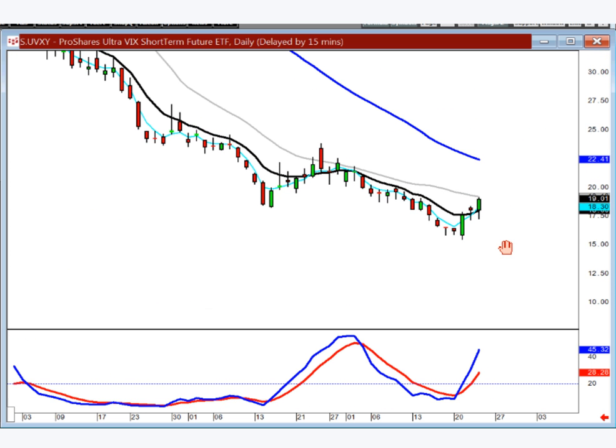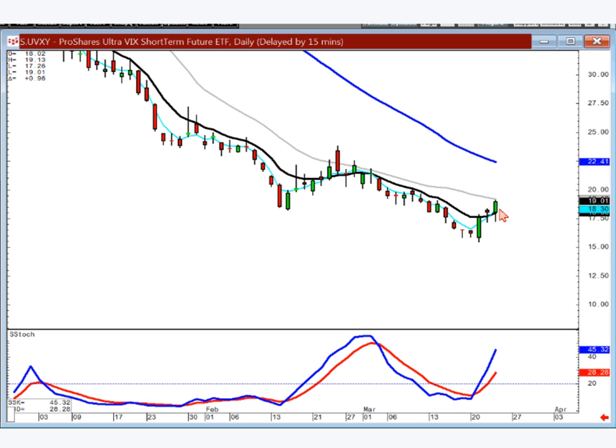Let's see, UVXY, kind of a bullish doji sandwich. You can be buying this one.